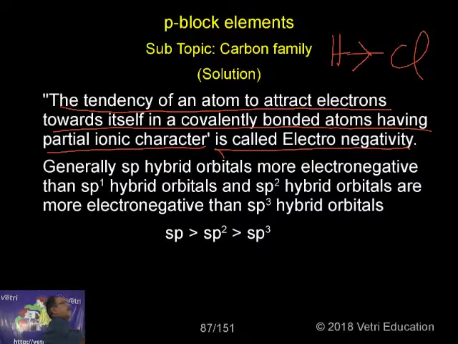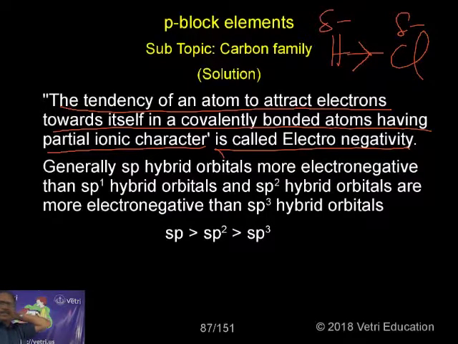So, a partial negative, a partial positive. This is always permanent. This we will call inductive effect. We will be studying it in organic chemistry. So, what will happen because of this? Kindly follow. The tendency of an atom, here chlorine, to attract bond electrons towards itself in a covalently bonded atom having partial ionic character. What is partial ionic?